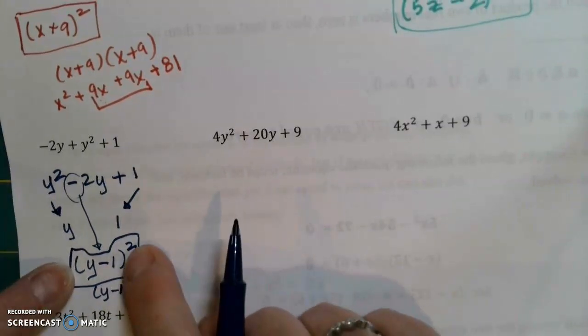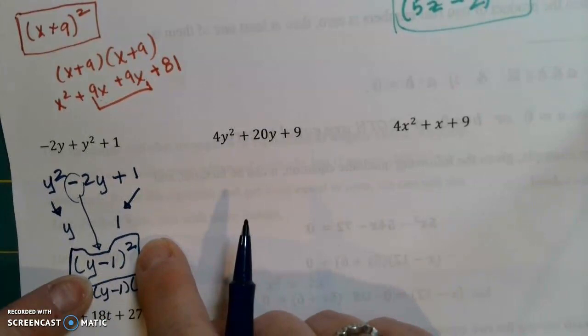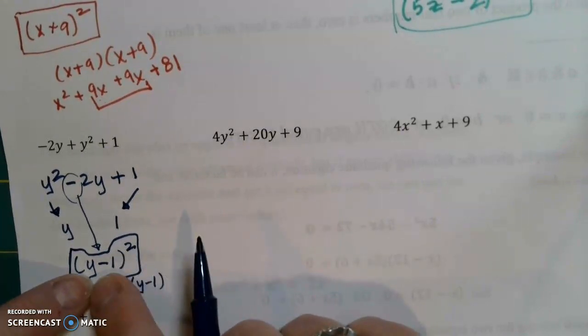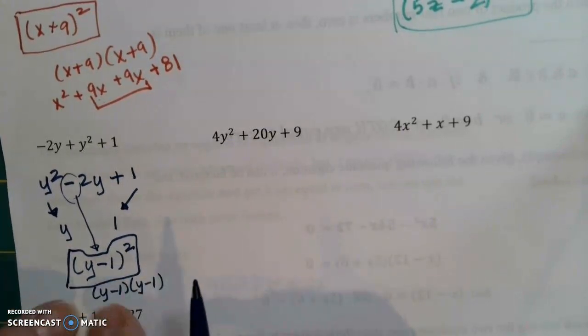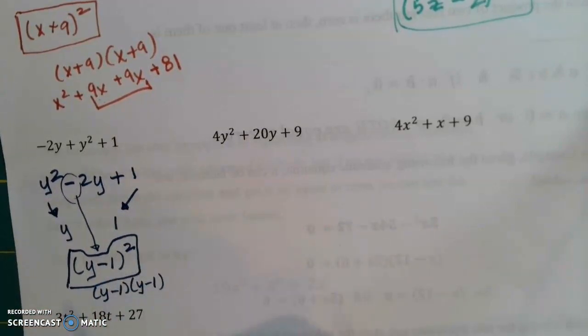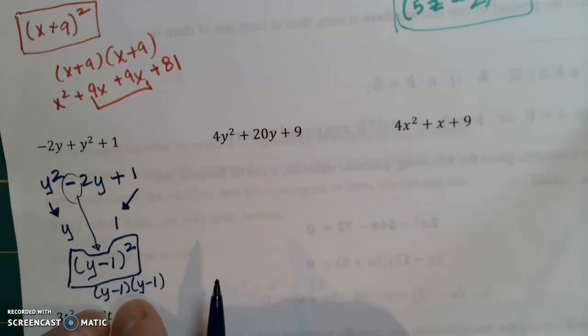We cannot distribute this squaring over addition or subtraction. We can over multiplication or division, but not addition or subtraction. We have to deal with the factor as a whole.